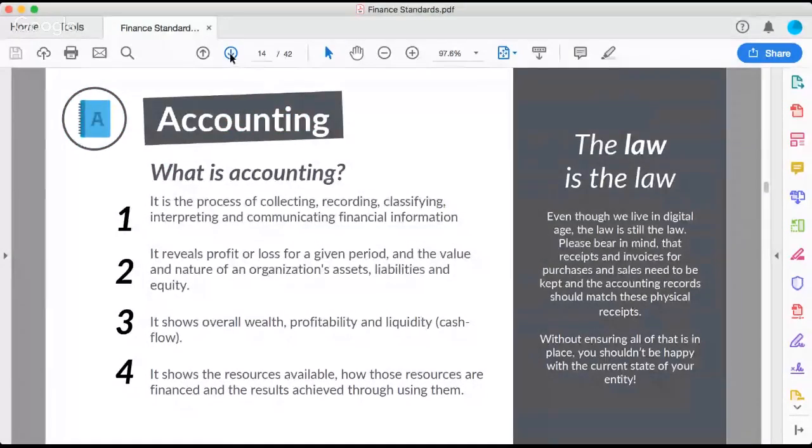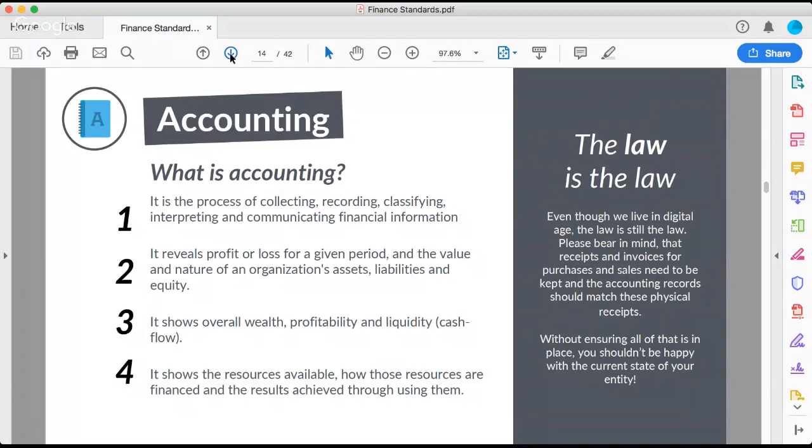Now to the second finance standard, which is accounting. Accounting, like I already said in the previous video as well, is a process of collecting, recording, classifying, interpreting, and communicating financial information. It reveals profit and loss for a given period and the value and nature of an organization's assets, liabilities, and equity. It shows overall wealth, profitability, and liquidity, and it shows the resources available, how those resources are financed, and the results achieved through using them.